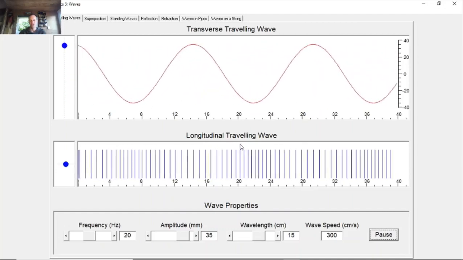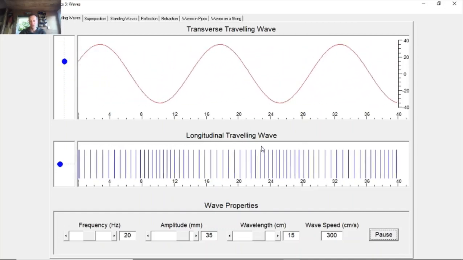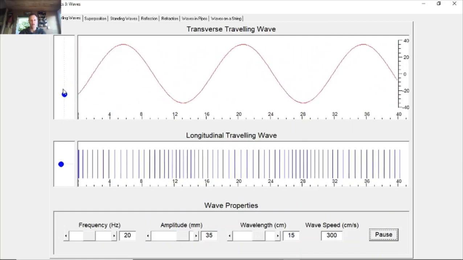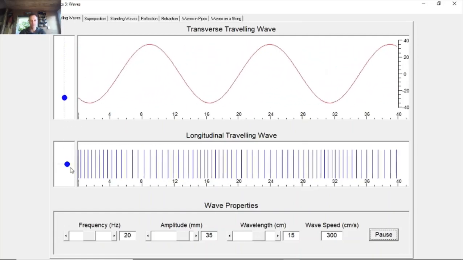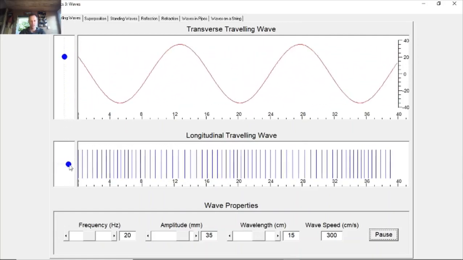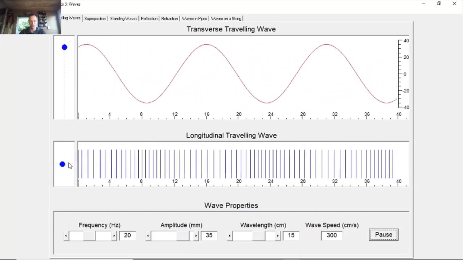Now, the second one, the tricky one, I think, is a longitudinal wave. Now, the longitudinal wave here, if you look very carefully at the blue ball, rather than vibrating vertically, you can see now it's vibrating horizontally.